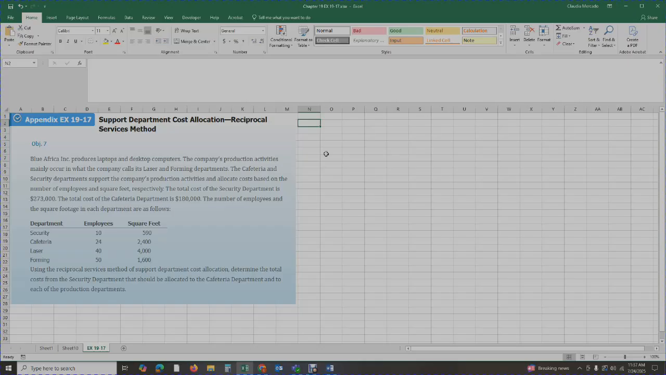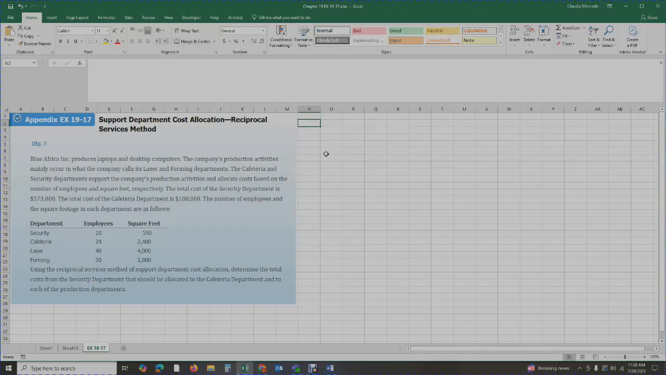The total cost of the security department is $273,000. The total cost of the cafeteria department is $180,000. The number of employees and the square footage in each of the departments is as follows, and they give us the data. Using the reciprocal services method of support department cost allocation, we have to determine the total cost from the security department that should be allocated to the cafeteria department and to each of the production departments. So that would be the laser and the forming. So in this problem, we are going to allocate the security department's cost to the cafeteria, the laser, and the forming.